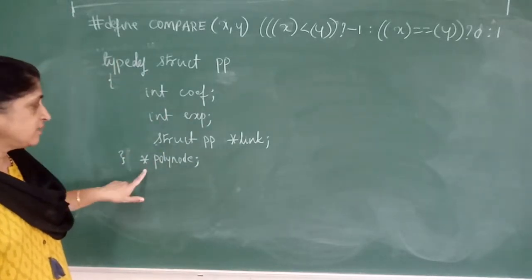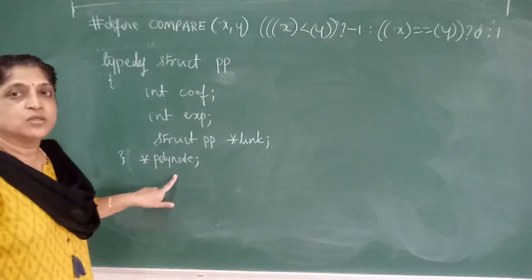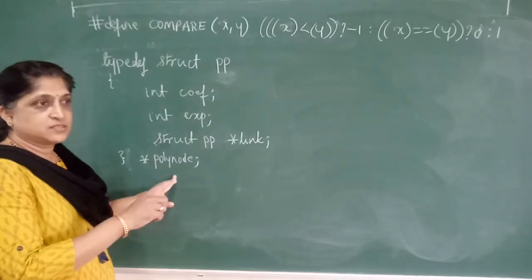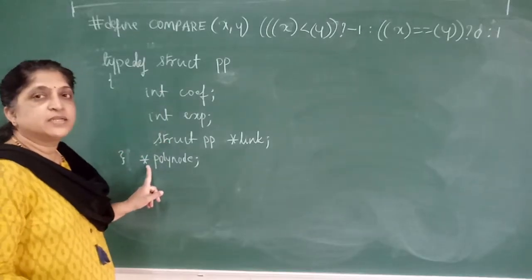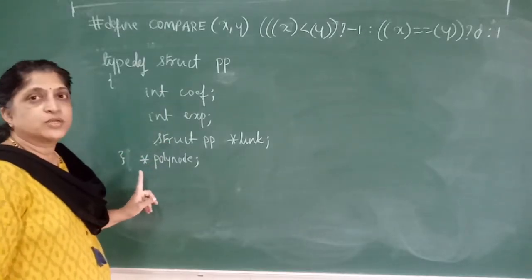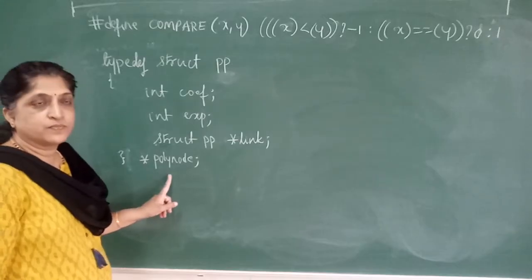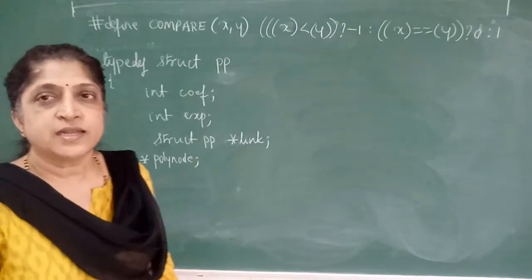I am defining this with typedef, giving it the name star poly node. So every variable of this structure will be a pointer, because I am defining the data type itself to be of pointer type, star polynomial. Now we will write the attach function.